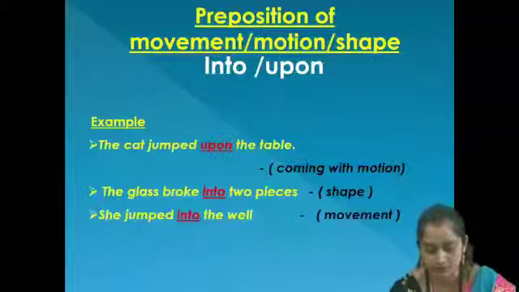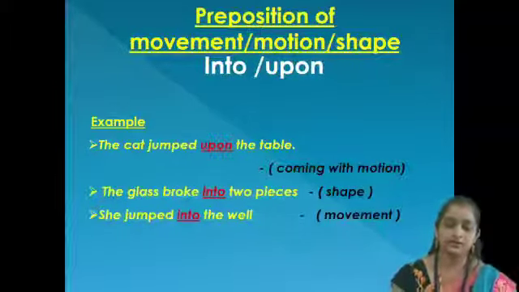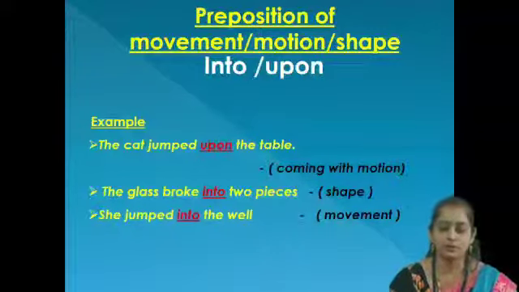Next one is preposition of movement or motion or shape. For example, the cat jumped upon the table. In here, the preposition is of upon and it indicates coming with motion.